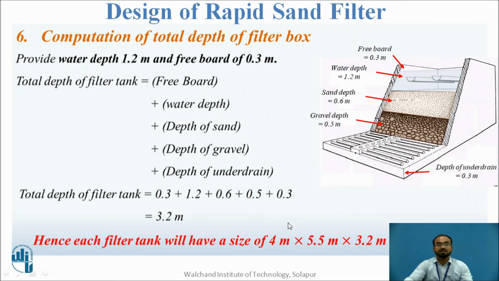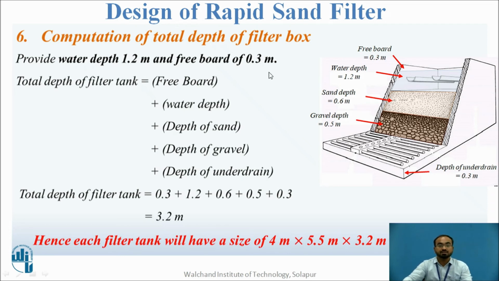So let us calculate the final part, that is total depth of filter box. How can I do that? I will just provide the water depth of nearly about 1.2 meters, that is the depth of water above the sand bed at the time of filtration but not at the time of backwash, right? So it will be 1.2 meters, and the freeboard that is above the water depth will be nearly about 0.3 meters. Now I have given all the depth values and I have calculated remaining values.